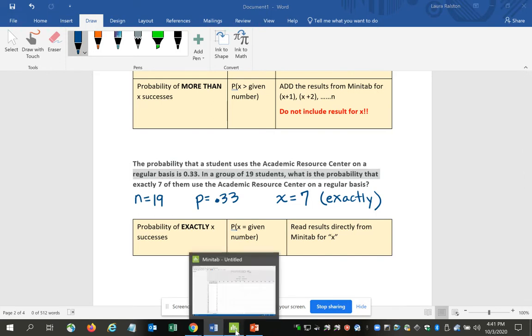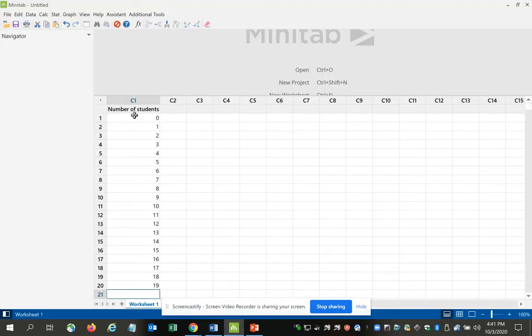Then I'm going out to MINITAB, and the first thing I have to do is enter the number of possible students. I have to enter all of the possible values for X, and that can be any number of students from 0 all the way up to 19. I've entered from 0 to 19 into the computer. And then I need to perform my calculations. I've got to calculate my probability distribution.